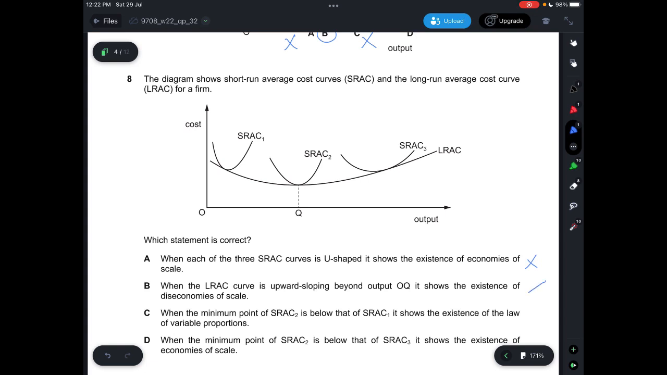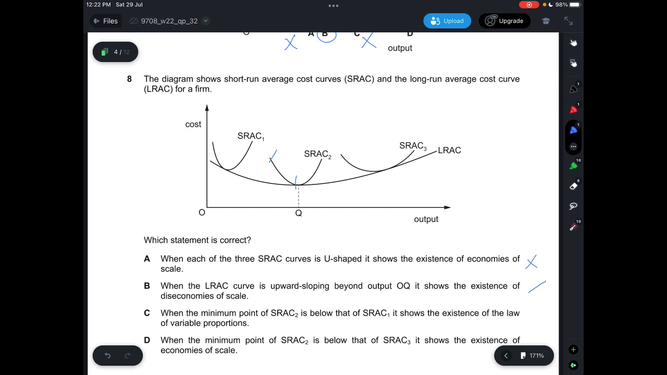Now, a U-shaped curve, from let's say point something to point something, let's say from here to here, yes, you can see that there is existence of economies of scale. But once you go off from that curve, you end up producing more and more and more, you realize the cost increases, this part will be the diseconomies of scale. So yeah, that's why it is incorrect.